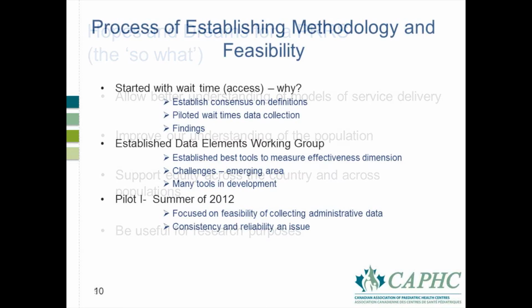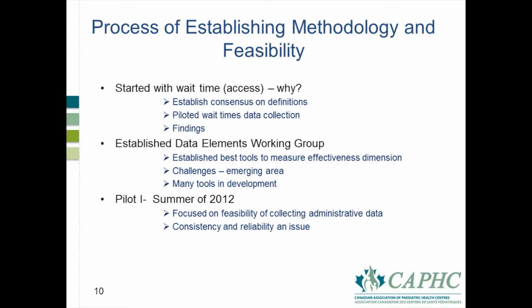Next slide. So we now have a consensus of what types of things we're going to measure, and why we're measuring it. We definitely want to go forward, and we then needed to go through the process of looking at what methodology we would use and how feasible this really is to do. We started off with two initiatives.